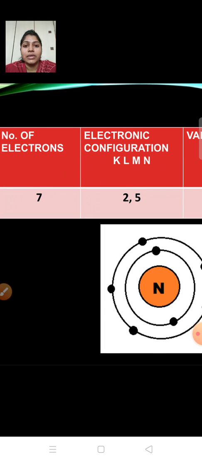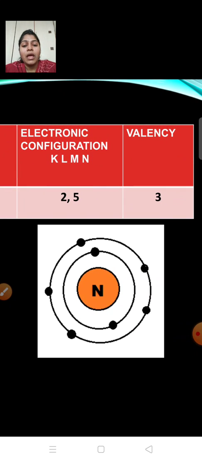Electronic configuration. So 2 electrons will occupy K shell and the remaining 5 electrons will be occupied by L shell. Now to complete octet, it needs 3 more electrons, right? So nitrogen cannot lose 5 electrons. So instead of that, nitrogen will accept 3 electrons. So as it will accept 3 electrons, it will complete the octet and achieve stability. So the valency of nitrogen is 3.